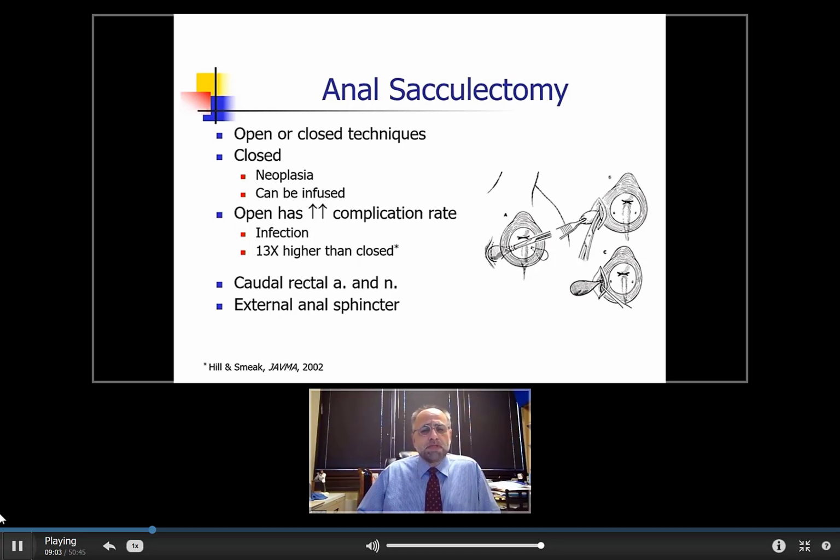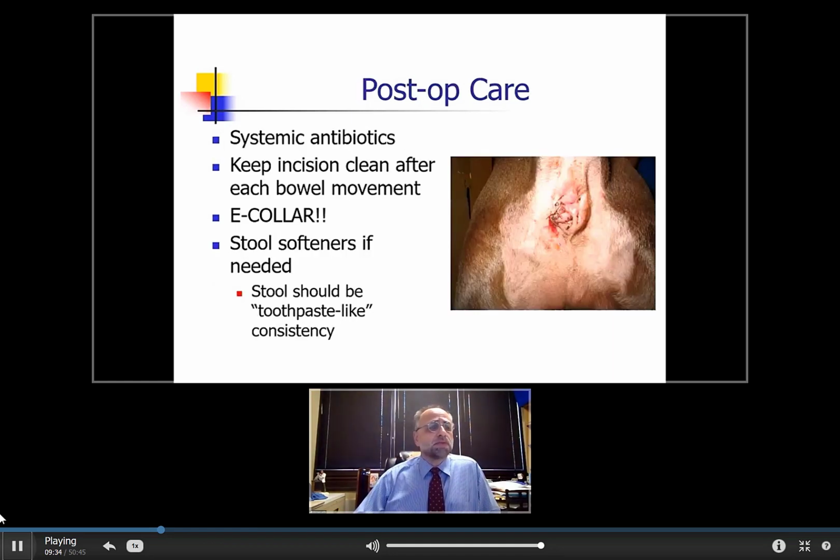The problem with doing it as an open anal sacculectomy is there is a higher infection risk. In fact, in one study that looked at it, there was a 13 times higher risk of infection. So again, if you're doing open techniques, certainly be careful and make sure that we're covering these patients with antibiotics well and being vigilant for any signs of infection. There are a few structures we do have to be aware of: the caudal rectal artery and nerve and the external anal sphincter. We certainly don't want to do any damage to those structures when we're doing the procedure.